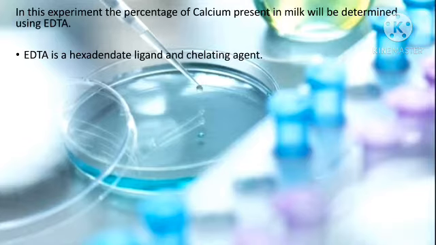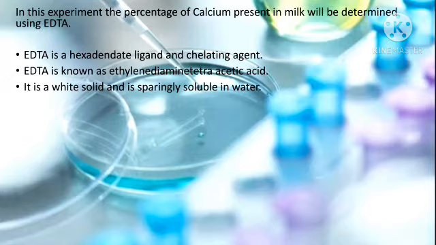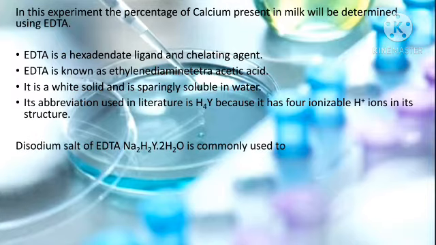EDTA is a hexadentate ligand and chelating agent. EDTA is known as ethylenediaminetetraacetic acid. It is a white solid. Its abbreviation used in literature is H4Y because it has 4 ionizable H plus ions in its structure. But the problem is that EDTA is sparingly soluble in water.